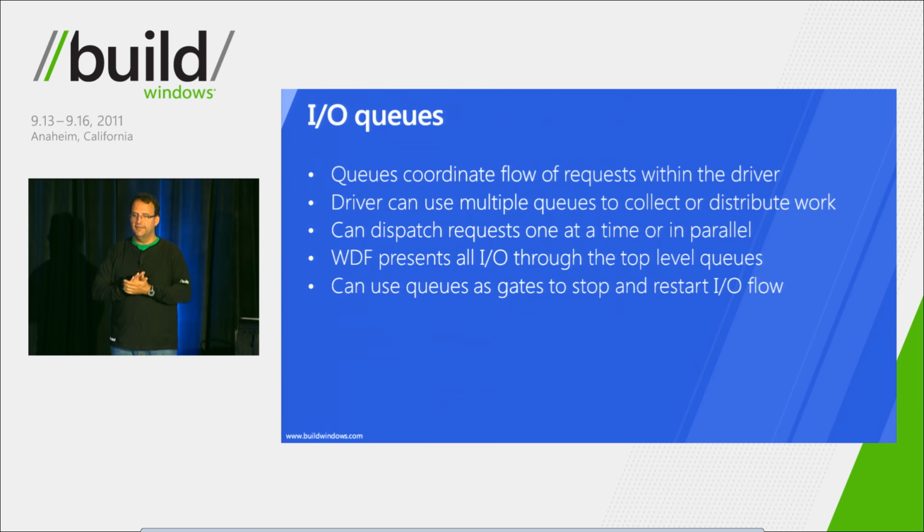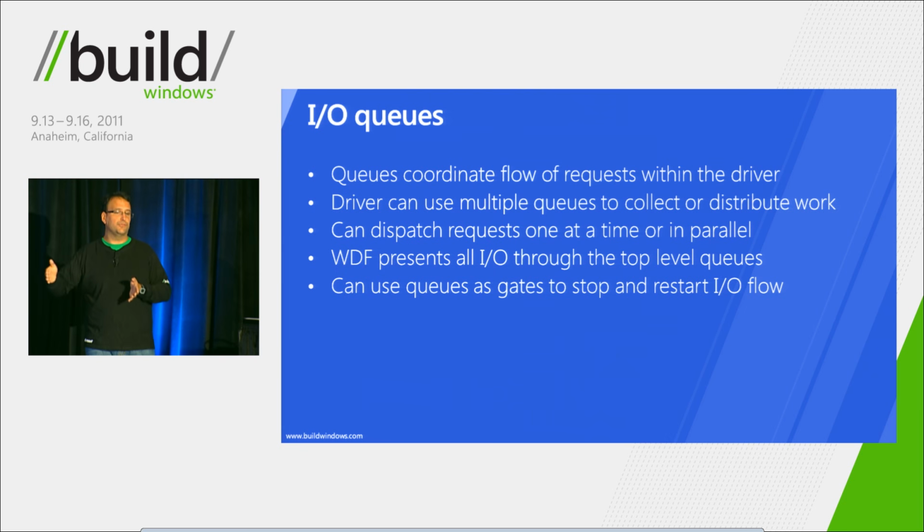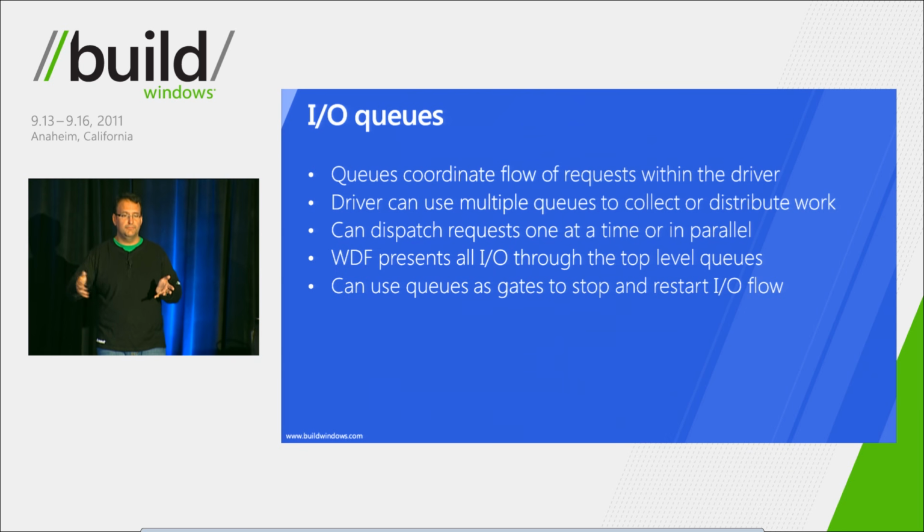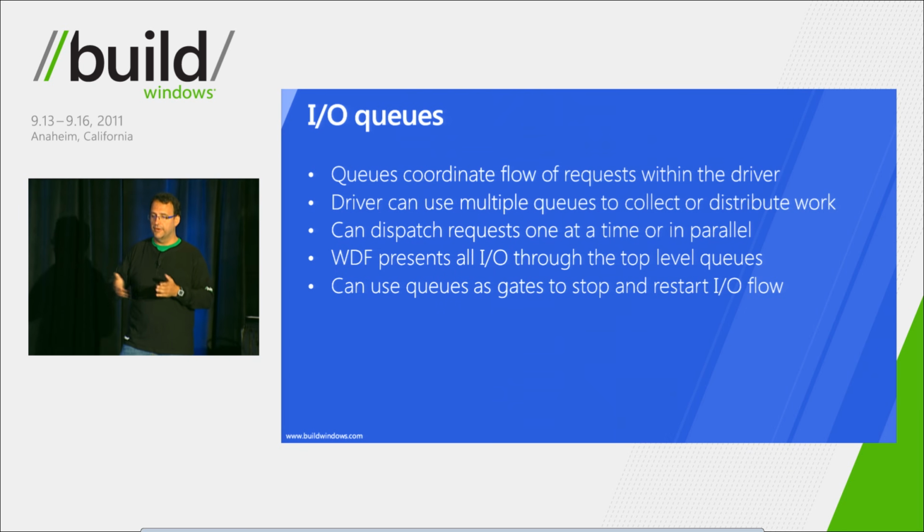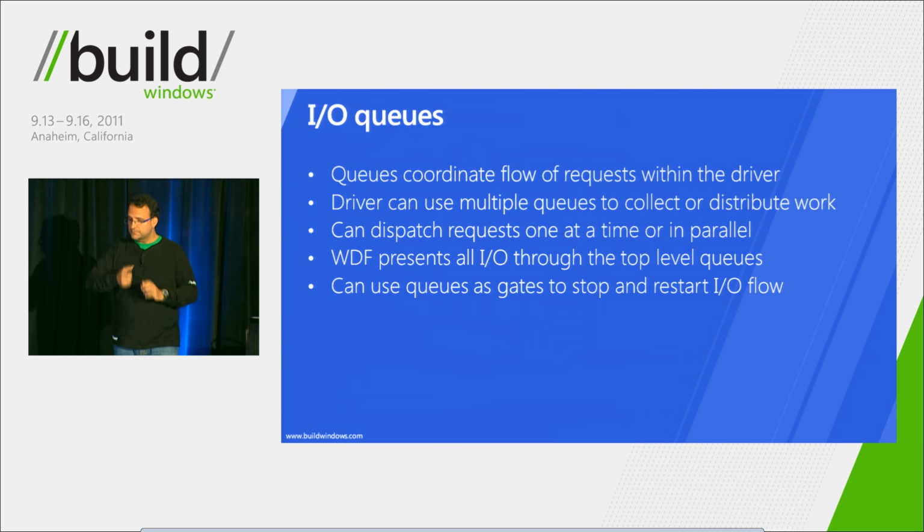You can set different execution modes on these, so you can say this queue should dispatch requests one at a time to me, or this queue should just let requests through in parallel. You can actually say this queue should let like 6 requests through at a time, but no more than 6. You can adjust that limit as you run. You can create multiple queues.